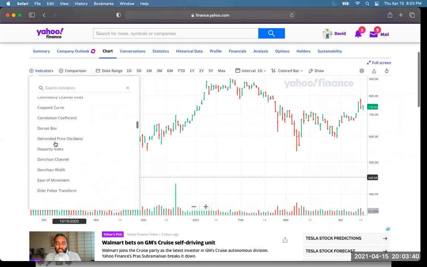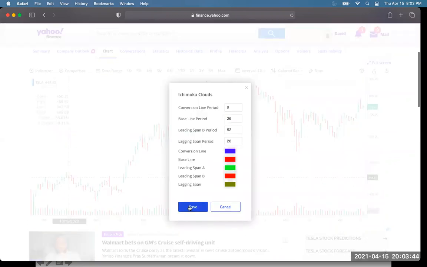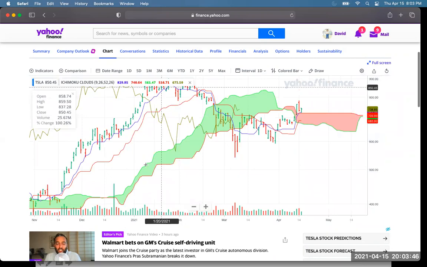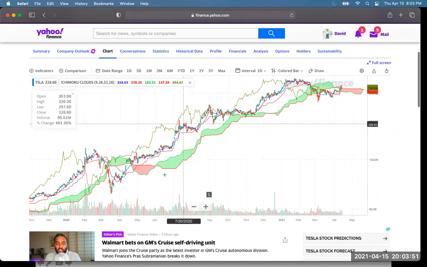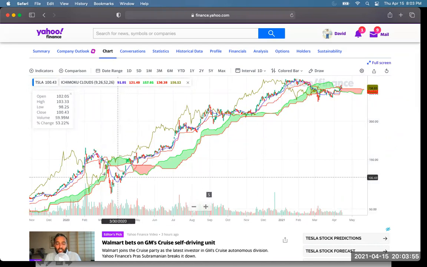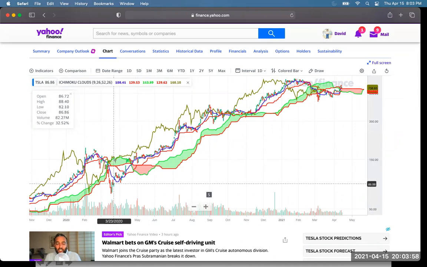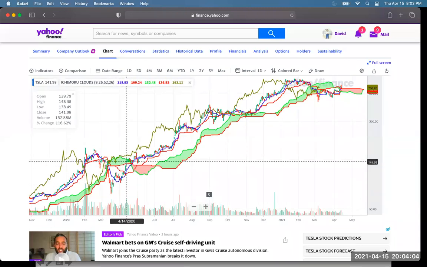Ichimoku Cloud. Again, I had a student who was really interested and thought it was great, but I'm not sure he even understood what it was doing. So there are all these lines on here. And apparently when you have a certain cloud formation, which is this green and red line, when there's a difference between them, that's a positive sign. But once it pierces the cloud, there's something about like, well, that might be a bad thing.